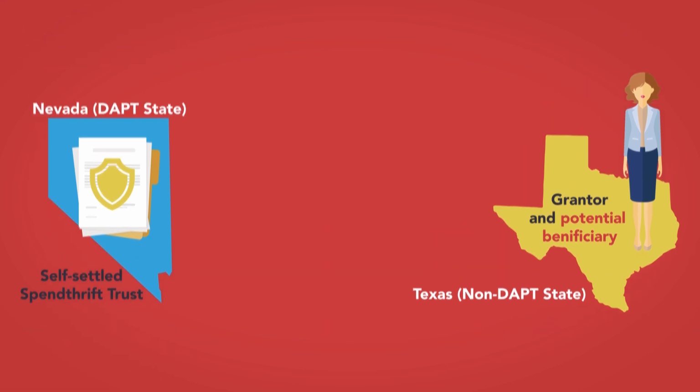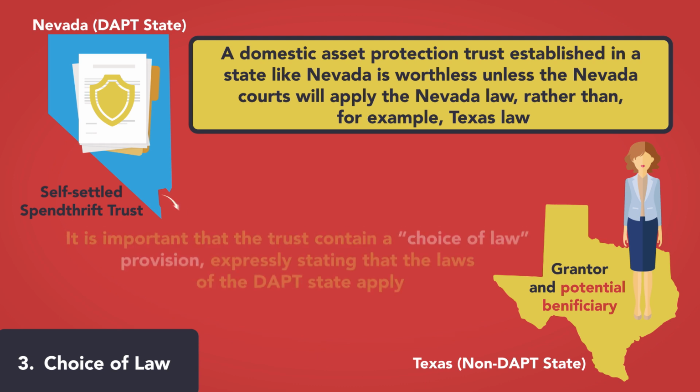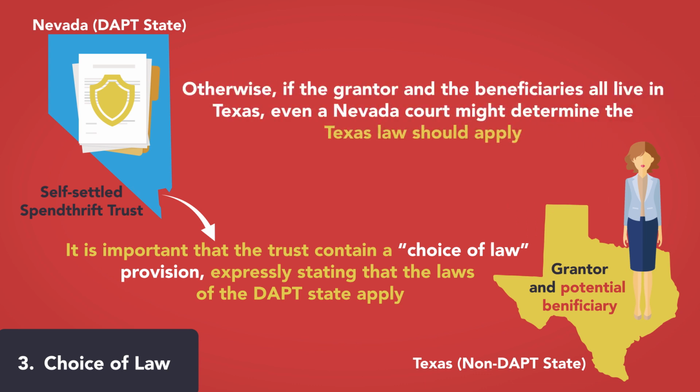Finally, we have the problem of choice of law. A domestic asset protection trust established in a state like Nevada is worthless unless the Nevada courts will apply Nevada law, rather than, for example, say, Texas law. It's therefore important that the trust contain a choice of law provision, expressly stating that the laws of the DAPT state, namely Nevada, apply. Otherwise, if the grantor and the beneficiaries all live in Texas, even a Nevada court might determine that Texas law should apply, since Texas contains the greatest nexus to the parties that are relevant to the trust.